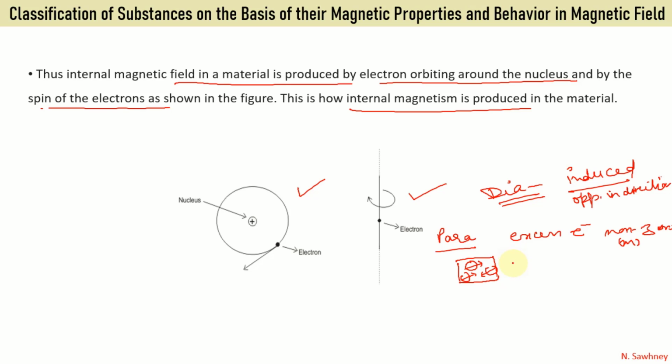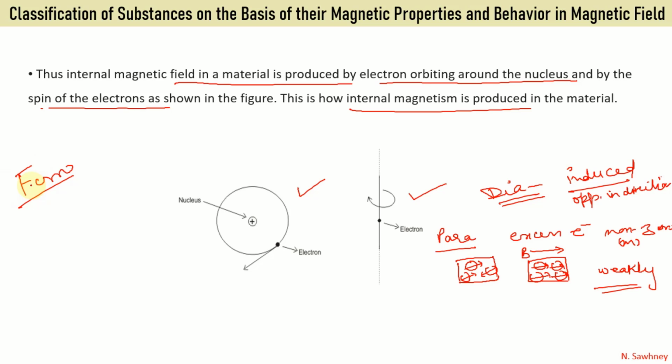So the average magnetic moment is 0, but when external field is applied, now external field is applied, it tries to align the dipole like this. That means all in the direction of the external magnetic field, and the material gets magnetized weakly in the direction of the field. I am using the word weakly because these are paramagnetic substances. They get weakly magnetized in external magnetic field.